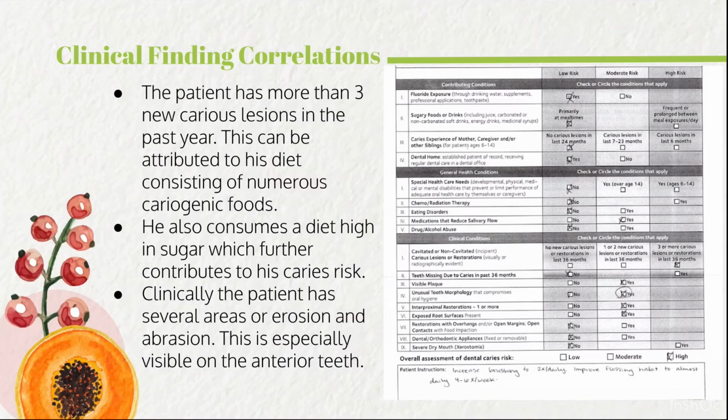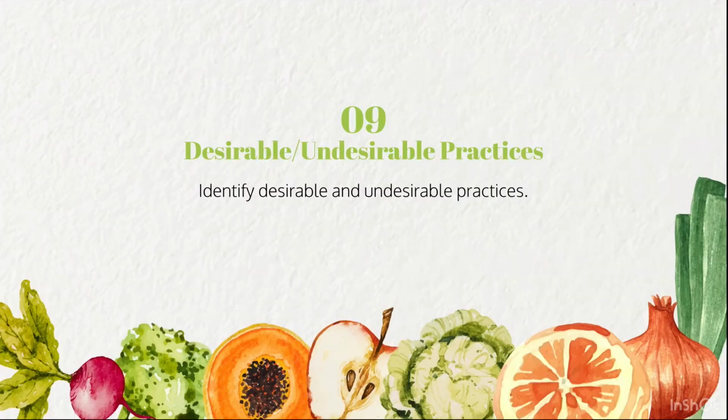So my recommendation was to increase brushing to 2 times a day as compared to 1 time per day, and they should use a sodium fluoride toothpaste and a soft bristle toothbrush, and they should increase their flossing to 4 to 6 times per week and eventually to daily. And then desirable and undesirable practices.